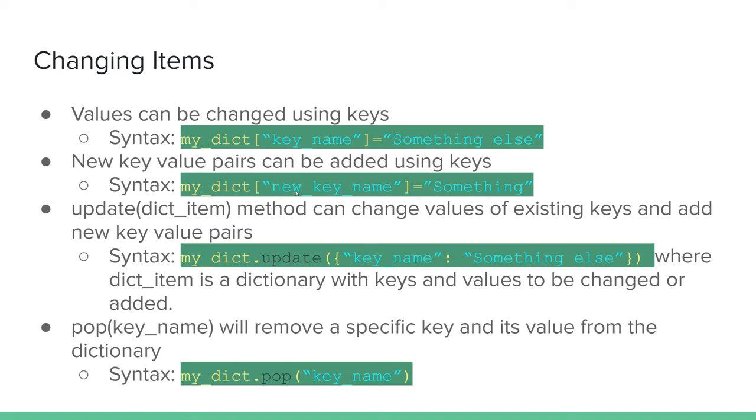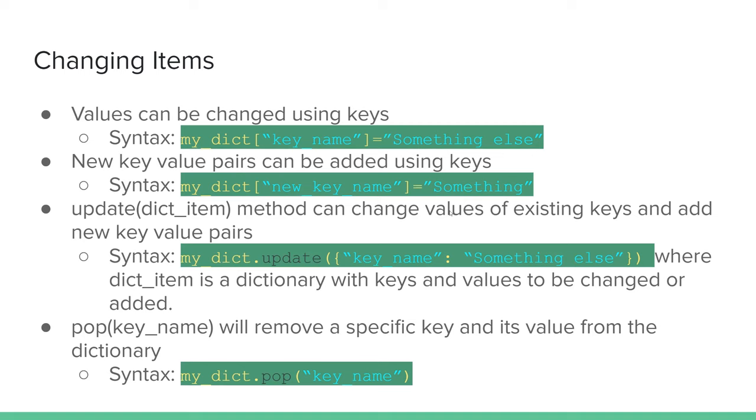Values can be changed using keys. So you can do my_dict and then access it using the key, and then you can assign it to something else. New key-value pairs can be added using keys. So a new entry can be made by assigning a new key name and then equals a value of something. So this dictionary would have a new entry called new key name with the value of something.